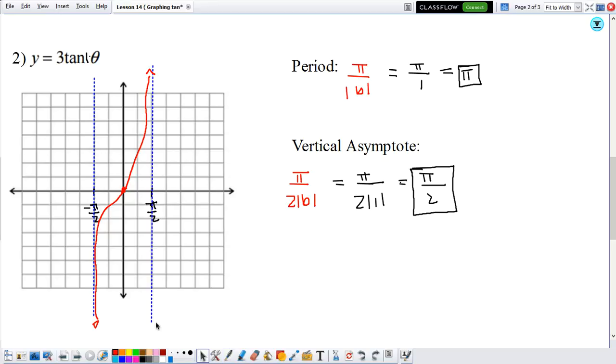So right now we're just sketching. We're not going too much into detail. I just wanted you to get exposed with the figure. How does a tangent function look like?